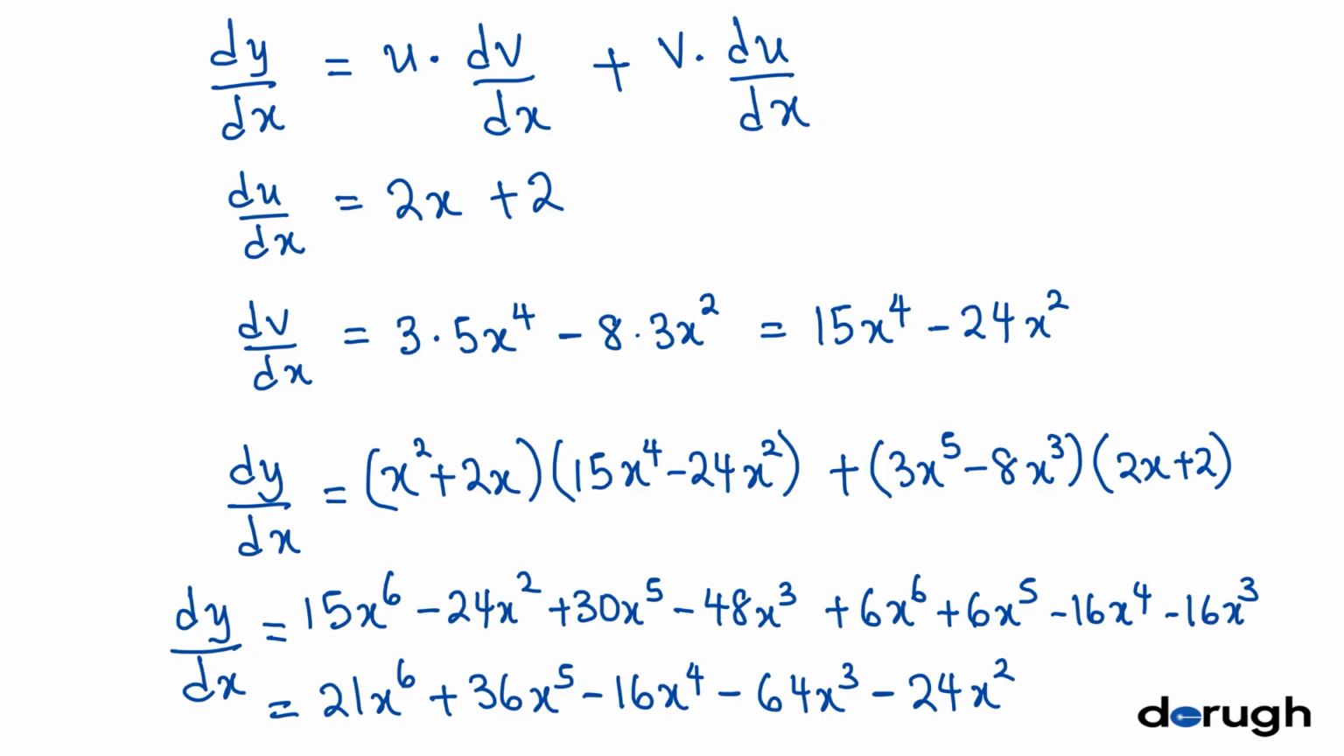So our final answer is 21x power 6 plus 36x power 5 minus 16x power 4 minus 64x power 3 minus 24x squared. I hope you got the same thing after expanding the brackets.